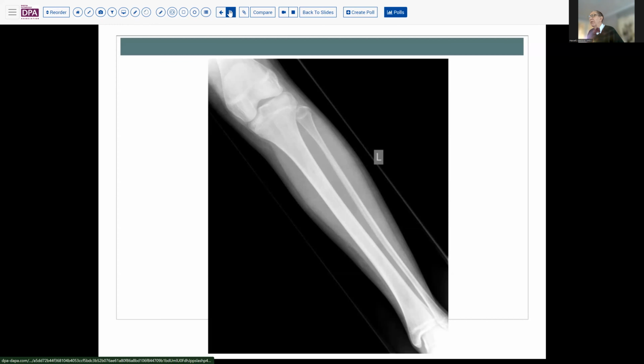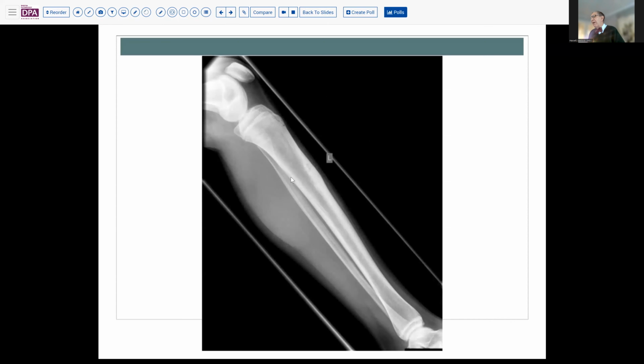Let me see if I put in the lateral view as well. I believe I did. Yeah, so here's the lateral view. And then on this, obviously, you can see that you have cortical thickening and you have these little lucent areas here. So this is the classic location for an adamantinoma, the proximal diaphysis of the tibia.